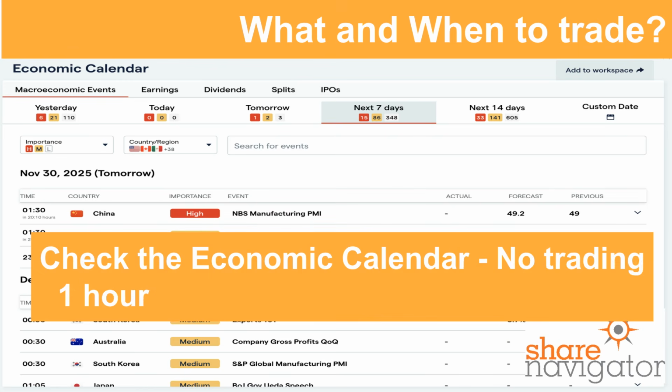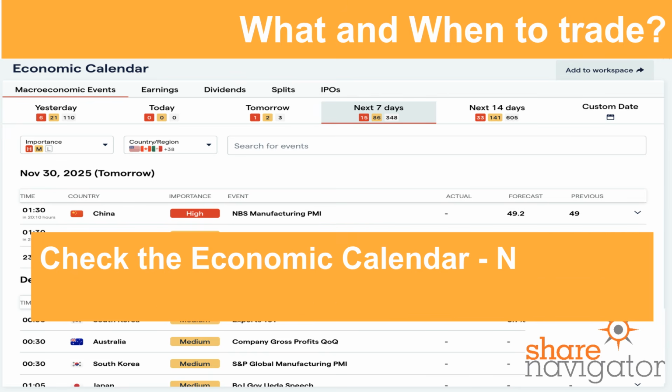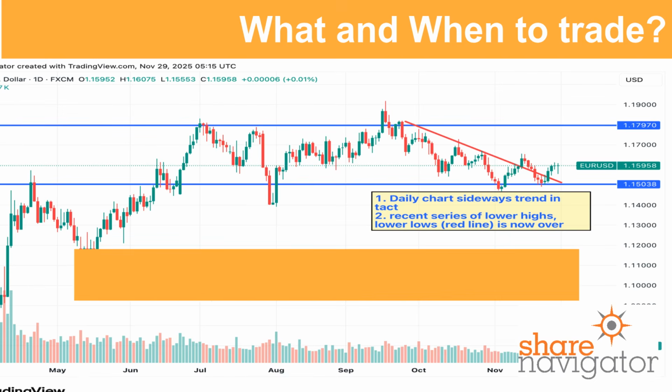Next up is pre-market homework. Always check the economic calendar before you trade, because high impact news can cause wild swings, especially in FX. So be aware of the release times and consider sitting out during those volatile periods. Maybe consider stepping out an hour either side of that announcement.